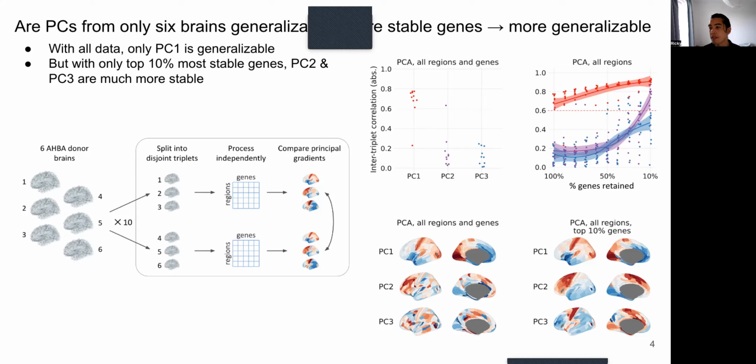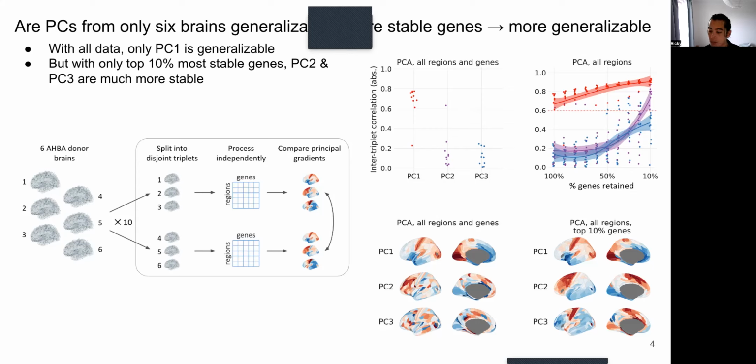And indeed, at 10% of genes, it looks like maybe PC2 is now also something generalizable that would apply to the whole population. We're getting about a 0.7 median correlation between all the different pairs of triplets. PC3 still doesn't look that good, though. It's below 50%. And also, when you look at those gradients using just the top 10% of genes on the brain, PC2 now looks much smoother and looks like something that might be worthy of analysis.